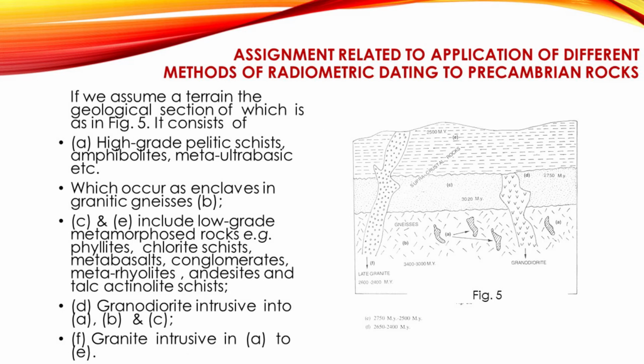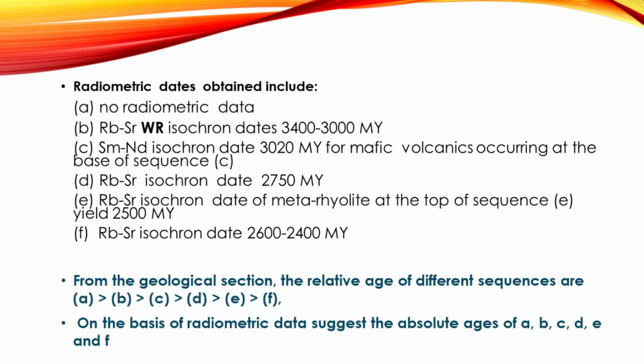Now here is an assignment for you. Here the assignment is related to the application of different techniques and methods of radiometric dating to Precambrian rocks. Now let us assume a terrain, the geological section of which is shown in figure 5. It consists of different rock types of different ages A, B, C, D, E and F with different field relations. And the radiometric dates have been obtained which include the ages from A to F.